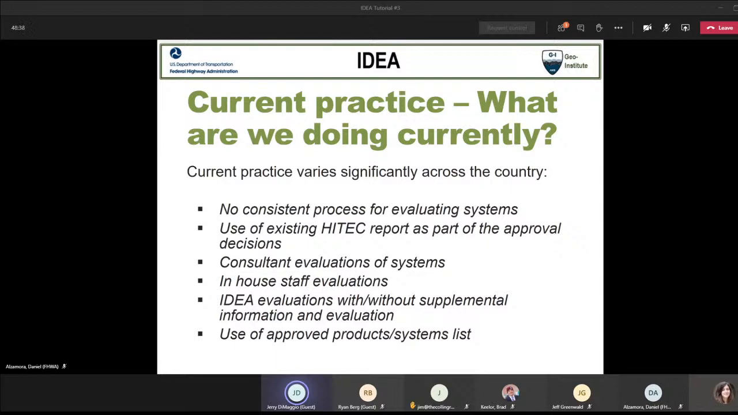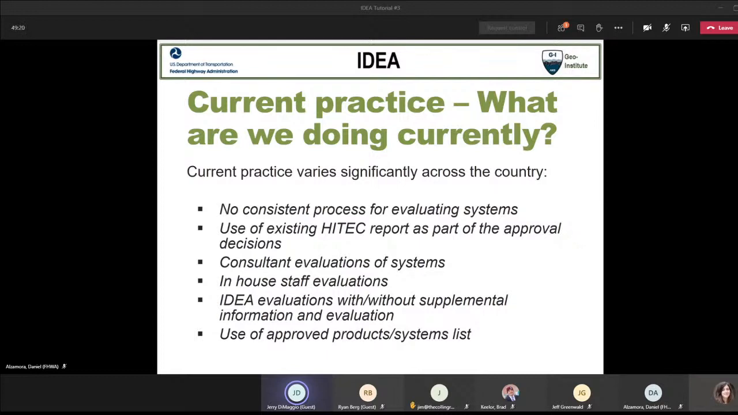And some folks, not everybody at the DOT agency level, use and refer explicitly to high-tech reports as a necessary component for making the approval decisions. Some agencies have an abbreviated list of specialty consultants that do evaluations for systems. A number of the folks on the line today, including myself, serve in that capacity on an as-needed basis. Some agencies, in fact, probably all agencies, concurrently do some level of in-house staff reviews. It'd be irresponsible if they didn't, of course.